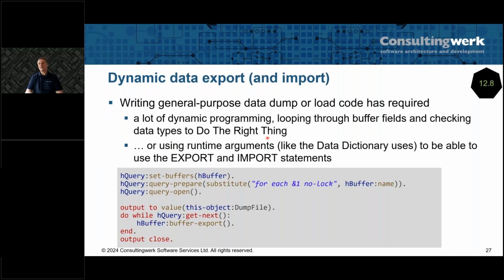A couple of things. In 12.8, Progress introduced the ability to do dynamic import and export, the equivalent of the import and export statements. In the past, if you wanted one piece of code to dump various tables, you had to do one of two things. Either write a lot of dynamic programming: get the buffer handle, get the number of fields, basically a dynamic query on a table, then loop through all of the fields manually, find out what the data type is, find out what the dump format is, do the comma delimited thing, or do the quotes if you had to. Lots and lots of code.